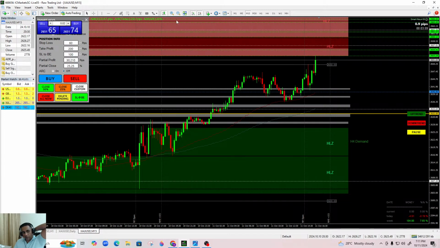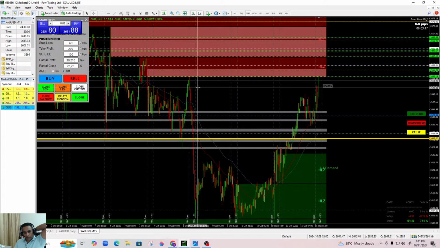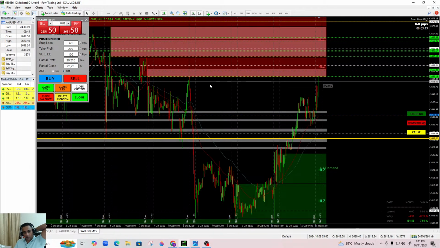So that first supply zone, which was right here, did not work. Now price is coming into this supply zone right here. Price has already come there once, twice, 3 times. So the chances of this holding on a Friday in a very bullish market, when price is very bullish, is kind of asking for too much.